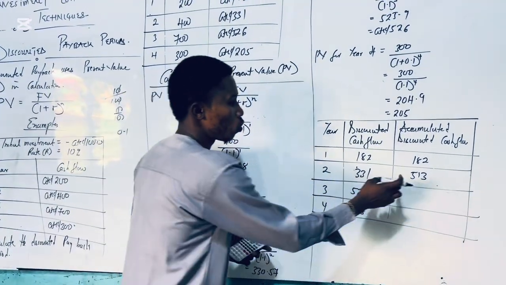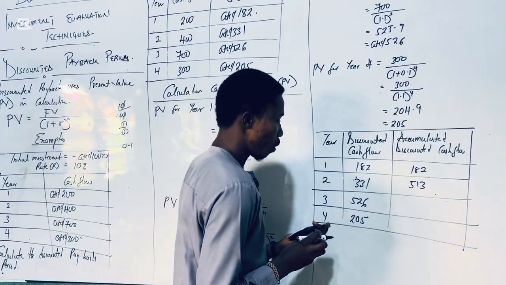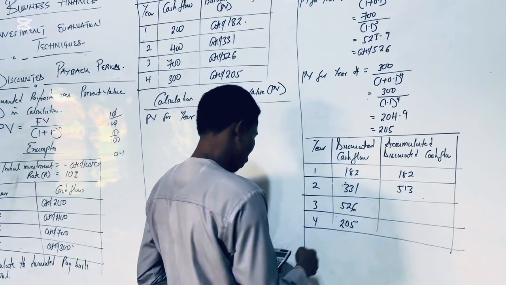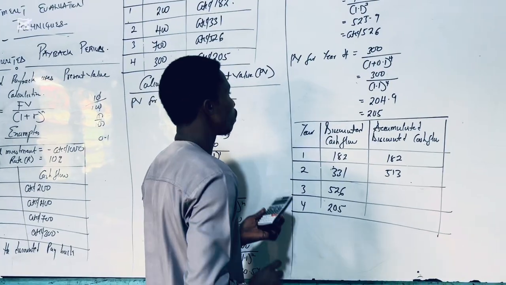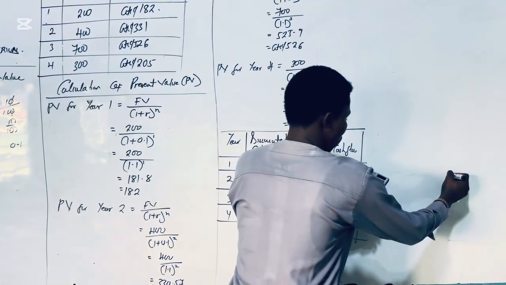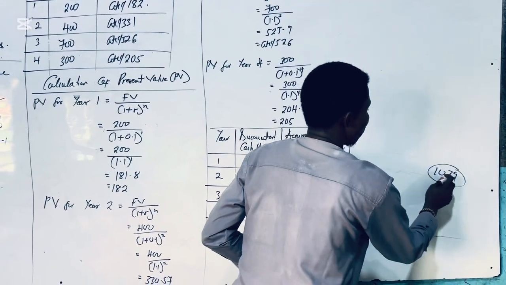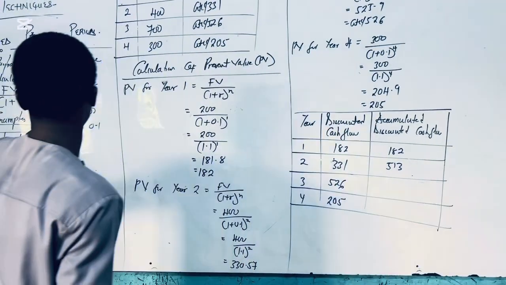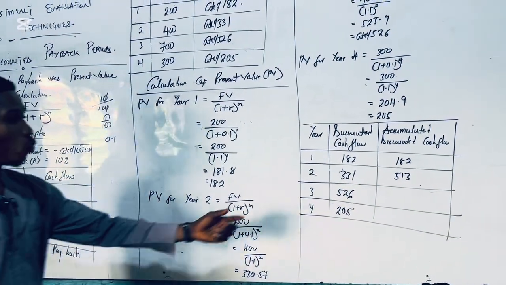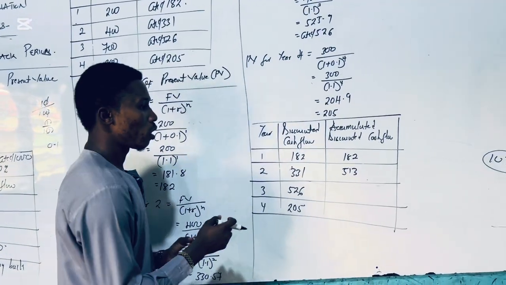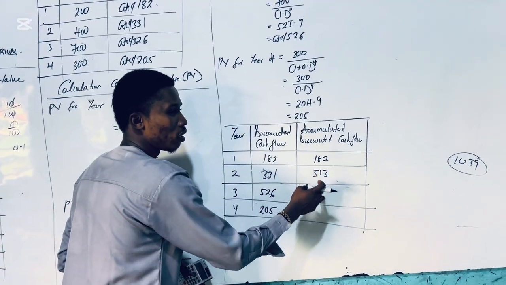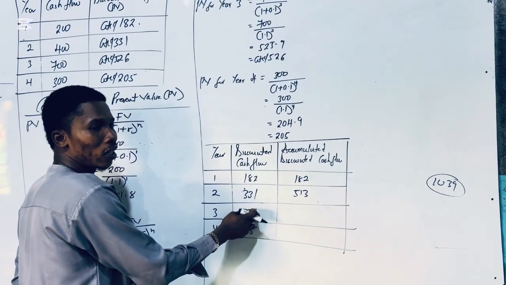Okay. Now you see where we are now. This 513. Let's add 513 to 526. It is going to give us 1,039. And 1,039 is more than this 1,000 cedis. So meaning we end our calculation here. We want to recover 1,000 cedis. You can recover 513, and the remainder comes from the next year.